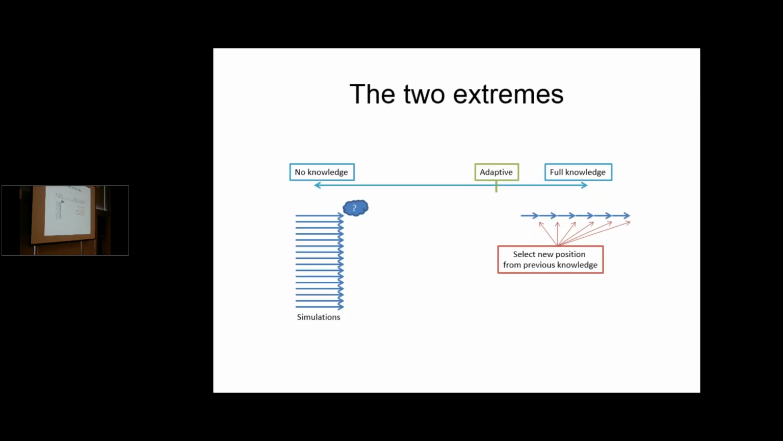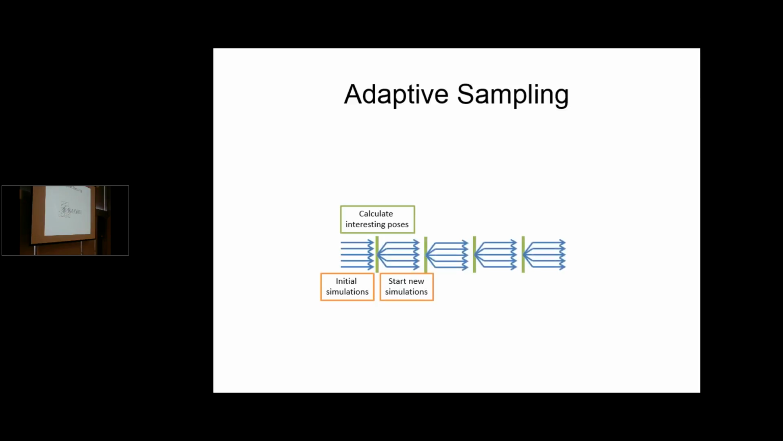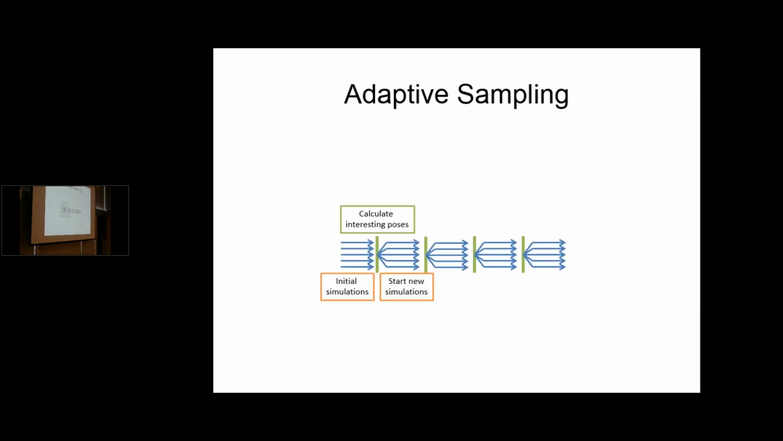Our adaptive sampling is somewhere in between, because running one simulation at a time would be really inefficient, since we're doing things high-throughput. It's not the same as running one long simulation. So we run batches of simulations. We run a small batch, create a Markov model from which we calculate some interesting new poses to start the new simulations from, and we do this on and on. Each one of these iterations we call an epoch.